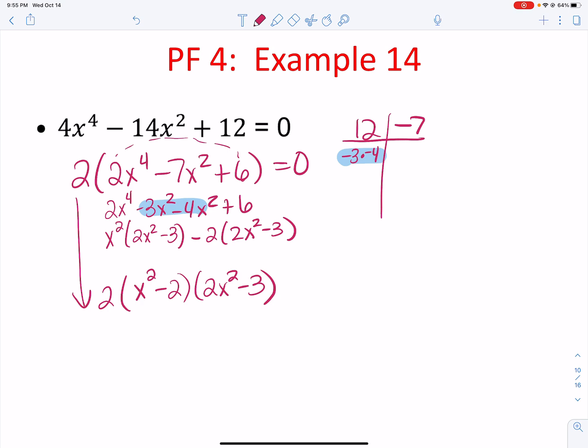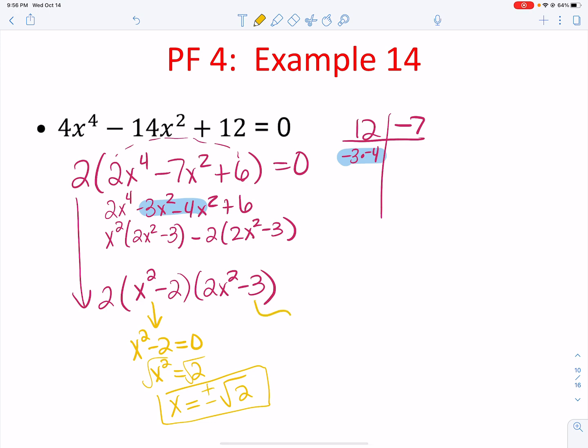Now you can take each of these factors and you can set them equal to 0. So you'd have x squared minus 2 equals 0. So I'd have x squared equals 2, and then I would square root both sides. So this answer would be plus or minus the square root of 2. So 2 of my 4 roots would hit the axis. They would just hit the axis at kind of ugly decimals. And then I would do the same thing here. I would have 2x squared minus 3 equals 0 because neither one of those are difference of squares. I would add the 3 and then divide by 2 and then square root.